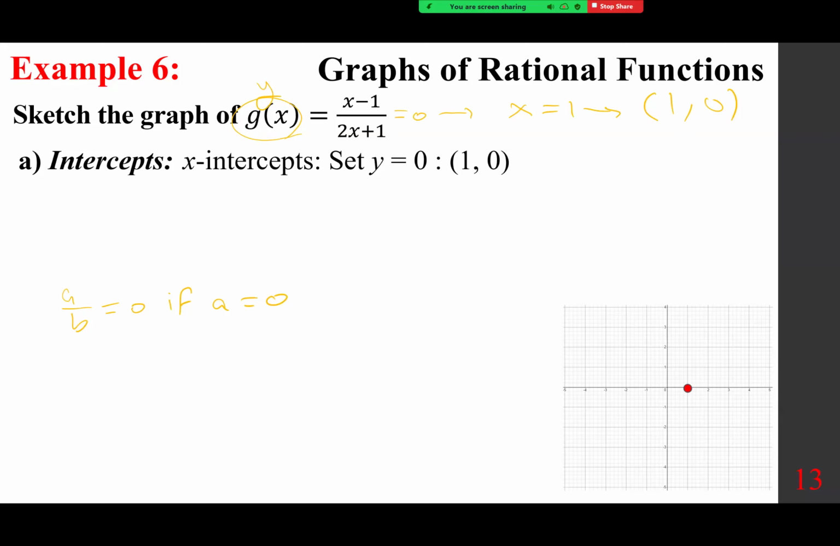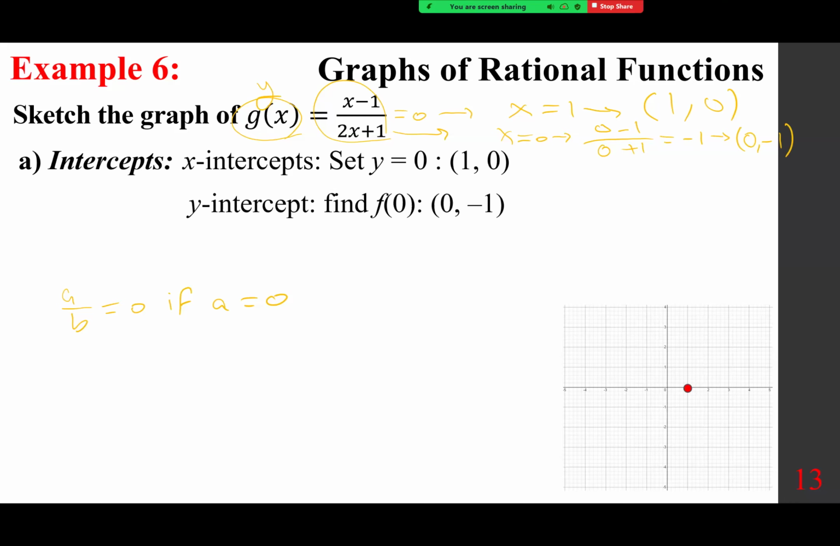Y-intercept, you set x equal to 0. So class, if I set x equal to 0, I get 0 minus 1 over 2 times 0, which is 0, plus 1. I get negative 1, which means 0, negative 1 is the y-intercept, or f of 0. Very straightforward, everybody.